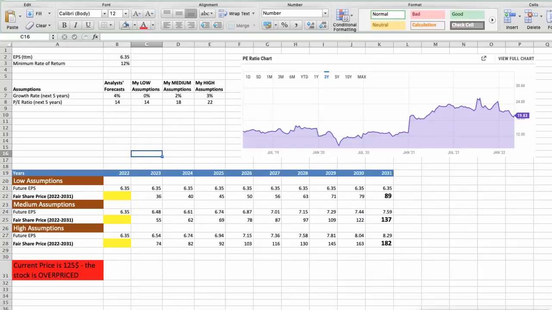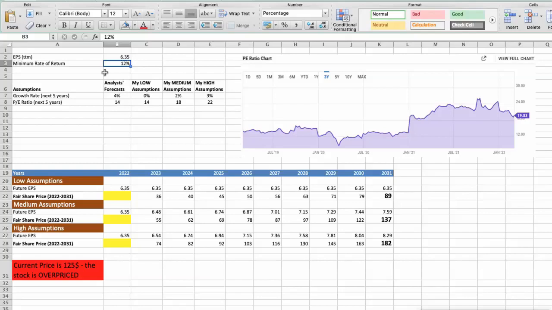Second model. Valuation based on earnings per share. This spreadsheet contains another financial data that we will use for the stock valuation. The current earning per share price for the company is 6.35. Minimum rate of return. I will use 12%, because when we invest in individual stocks, we are looking for a higher return than the S&P 500.